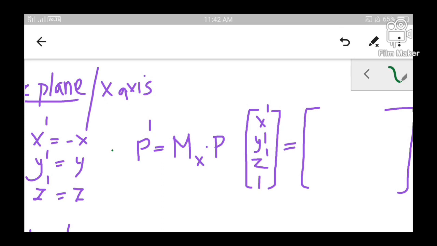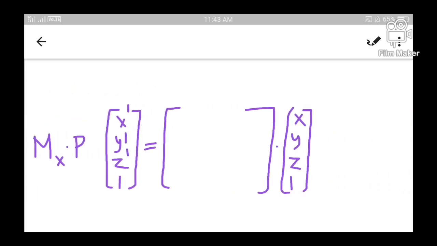Now what is this Mx? Mx simply represents reflection of an object about x-axis. Clear? And reflection is similar to mirror image, so I have used the letter M over here. Clear? Now let us see how the matrix can be written.